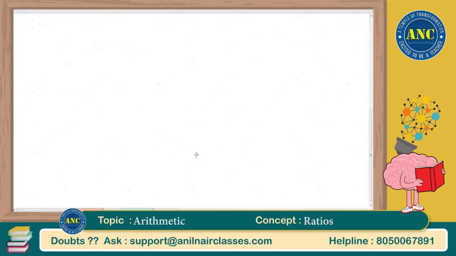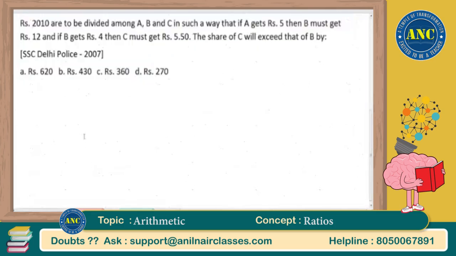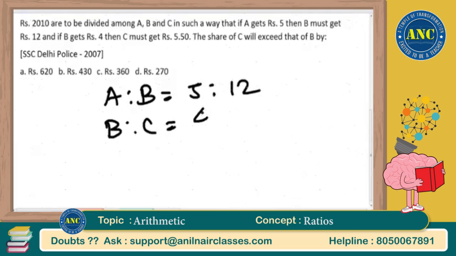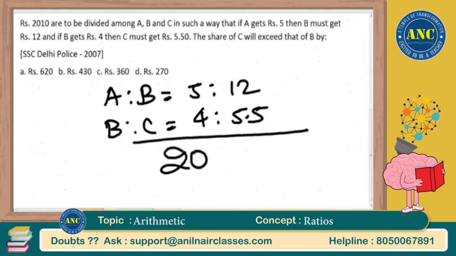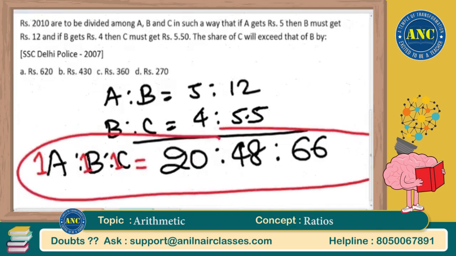Before drafting the next question, let me come back to my previous question to explain something. Now see here. This was the question which I discussed earlier. 2010 rupees is divided among A, B, C. A is to B is 5 is to 12. B is to C is 4 is to 5.5. So I got it ultimately as 20, here it is 66, and here it is 48. Now think logically, sir. This is A is to B is to C. That means it is for 1A, for 1B, for 1C: 20, 48, 66.